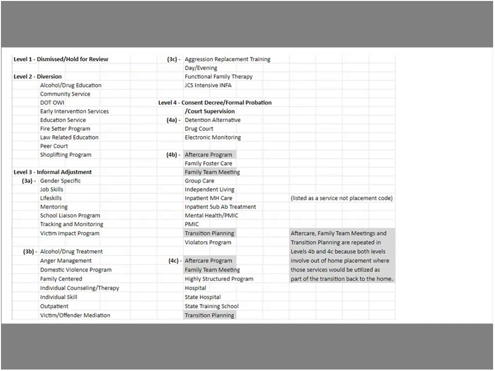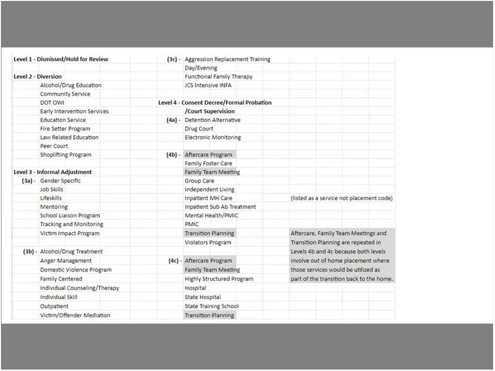And the bold that's right next to the level 1, level 2, that is the level of supervision that the child would be receiving. Those things that are not bolded but are listed underneath each of those levels are the services that are possible for the child to receive. So they wouldn't necessarily be receiving each and every one of those services.